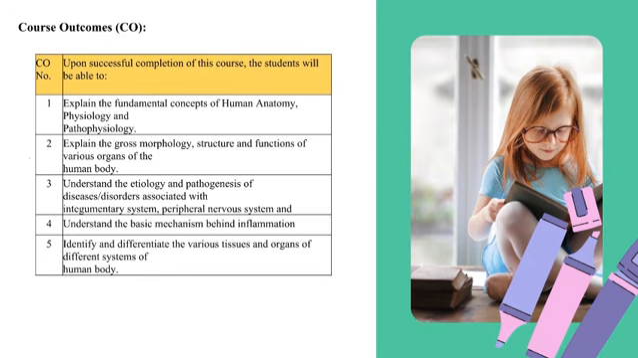Explain the gross morphology, structure, and function of various organs of the human body. The third course outcome would be the understanding of the etiology and pathogenesis of diseases and disorders associated with the integumentary system and peripheral nervous system. Understand the basics behind inflammation, and identify different tissues and organs of the different systems of the human body. So those are going to be the course outcomes.